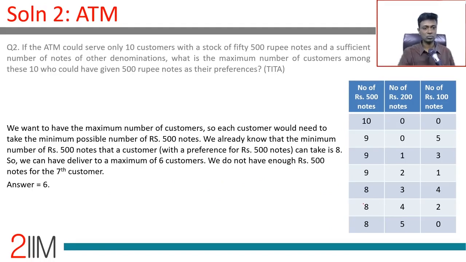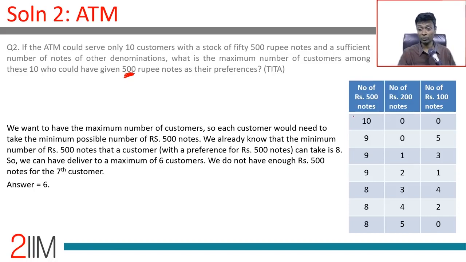Let's go to the next one. ATM could serve only 10 customers with a stock of 50 500 rupee notes and a sufficient number of notes of other denominations. What is the maximum number of customers among these 10 who could have given 500 rupee notes as their preference? So some have given 500 rupee notes as their preference.